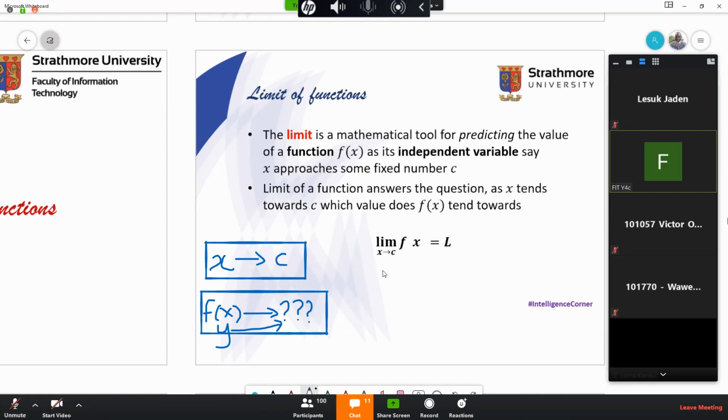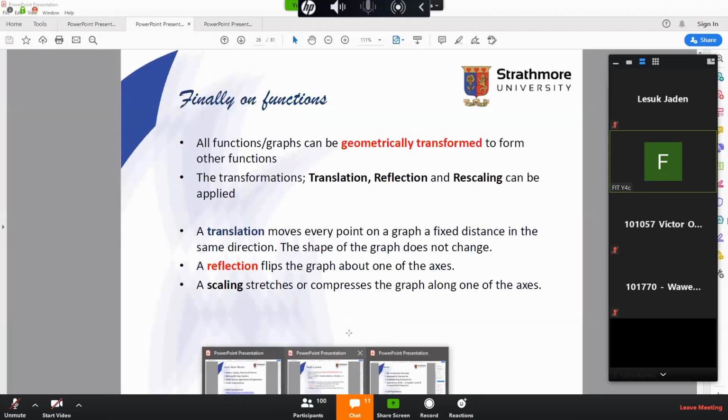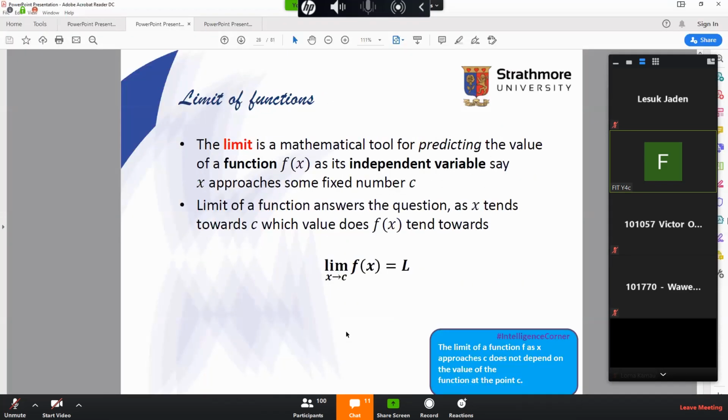So we normally write it like this: the limit of the function as X approaches C is equal to L. So L is the number that is actually here. And that is actually what limits are. So the limit of a function is going to be extremely important. And I have summarized something down here that is not opening on my board.